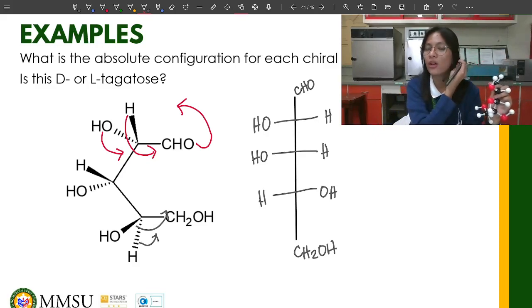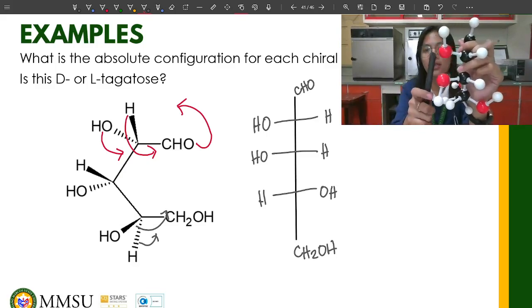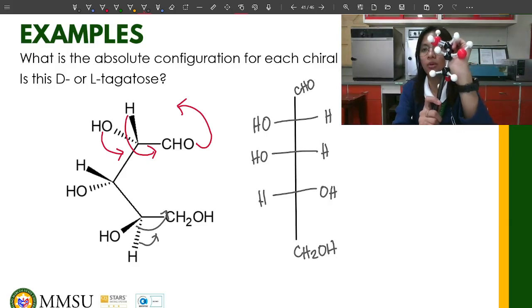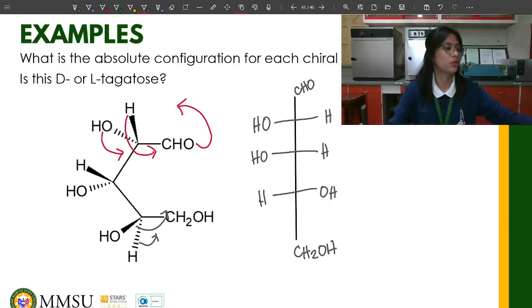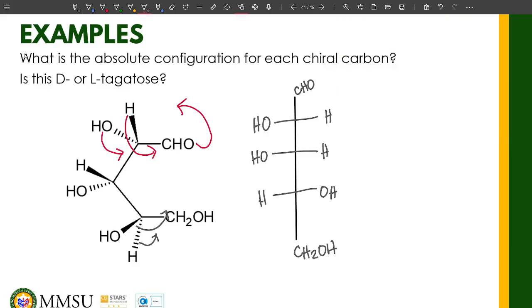So, that is now the Fischer projection for this tagatose. Left, left, and then right, and then the CH2OH. Then there is your C double bond O. So, that is the Fischer projection. And then you can now determine the configuration for each chiral carbon. For the second carbon, before that, let's number first: 1, 2, 3, 4, and then 5. So our chiral centers are carbons 2, 3, and 4.